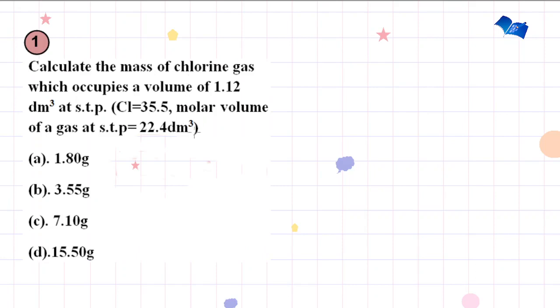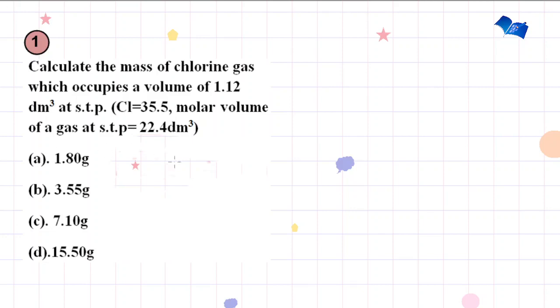Calculate the mass of chlorine gas which occupies a volume of 1.12 dm cube at standard temperature and pressure. We have that the atomic mass of chlorine is 35.5 and molar volume of a gas at standard temperature and pressure is 22.4 dm cube. Now, chlorine gas is diatomic.